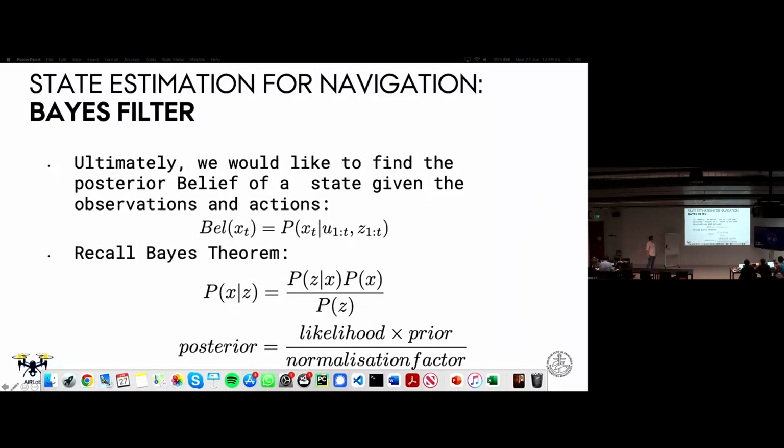And ultimately, what we'd like to do is find a posterior belief of any given state, given a set of observations and actions. Given an action, you can also measure what that action has inferred in terms of your state space, the robotic state space. So this is something that we are going to be using.